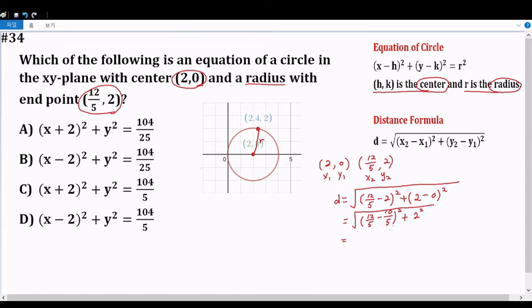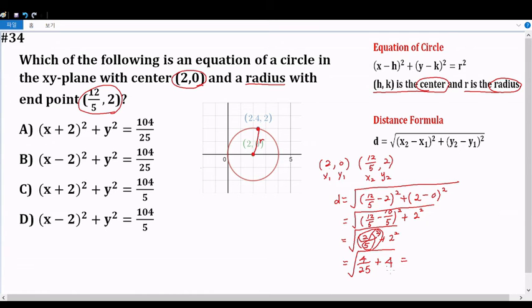Since we have the common denominator, we can subtract the numerator. 12 minus 10 is equal to 2. So we have 2 over 5 squared plus 2 squared. Let's square the 2 over 5. 2 squared is equal to 4. 2 times 2 is equal to 4. The 5 squared is equal to 25. Plus 2 squared is equal to 4. And that's under the square root.